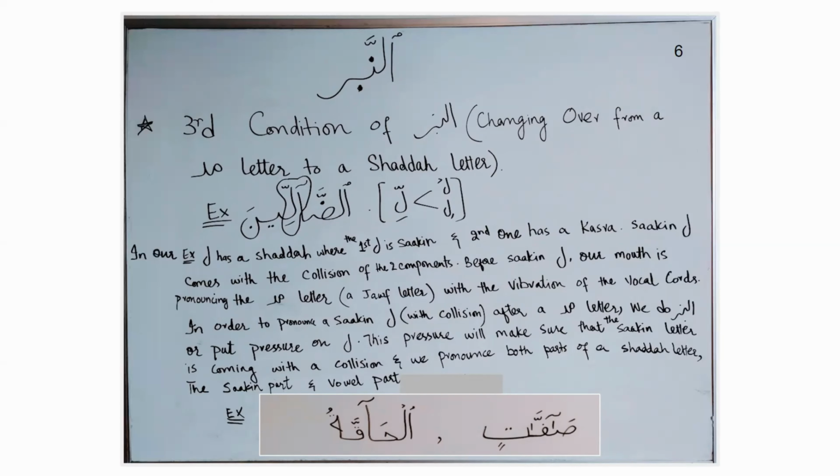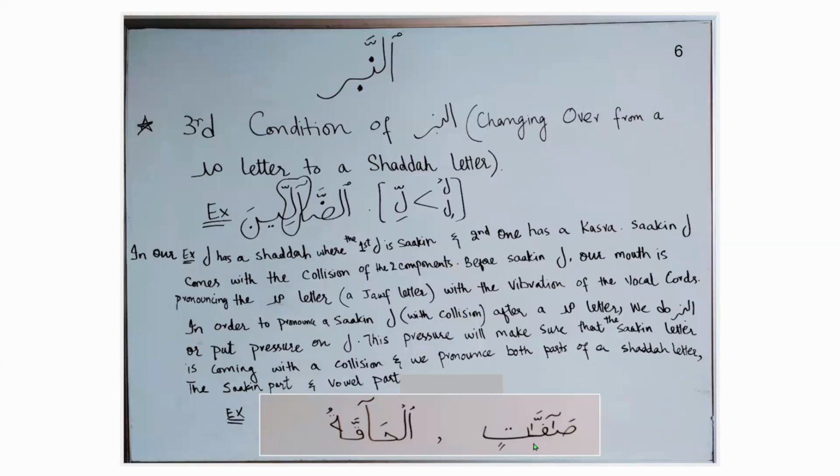الضالين. And if I don't do proper nabr here, then instead of giving lam with a shadda where the first letter is sakin, I will only be reciting it with a kasra. Like this. الضالين. And this mistake of pronouncing only one lam is due to not making proper nabr.